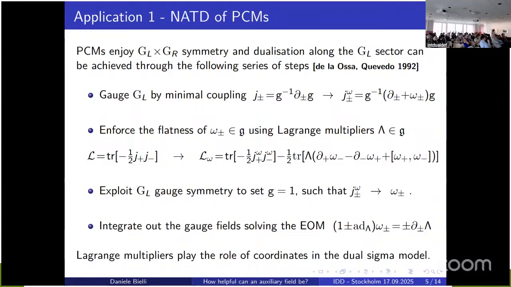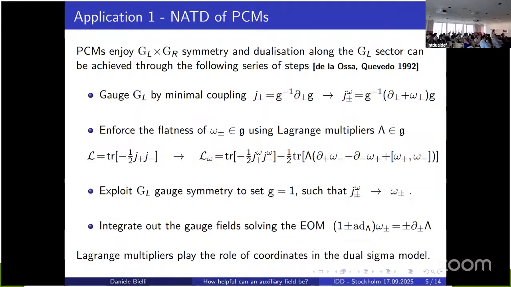For principal chiral models, which have this big isometry group, G_L times G_R, this algorithm says that if we want to dualize, for example, along the full left sector of the isometries, or equivalently with respect to the right, we can simply introduce a gauge field, omega plus here, which gauges the left sector of the isometries by minimal coupling. Then we can modify the action by introducing a new term, which is a Lagrange multiplier term, with Lagrange multipliers valued in the algebra, which match the gauge field.